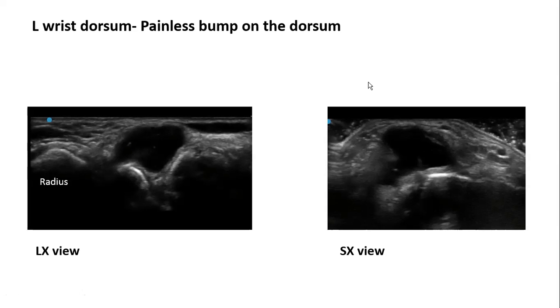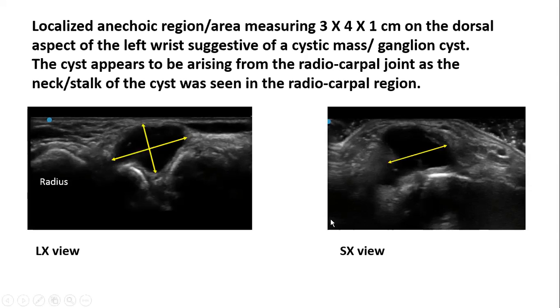So you covered all the important points. So you can say there's a localized region, anechoic or hypoechoic region measuring 3 by 4 by 1 centimeter on the dorsal aspect of the left wrist, suggestive of cystic mass or ganglion cyst. Both are correct. Now you can go further, define the cyst, which is not always possible, but sometimes it's possible.